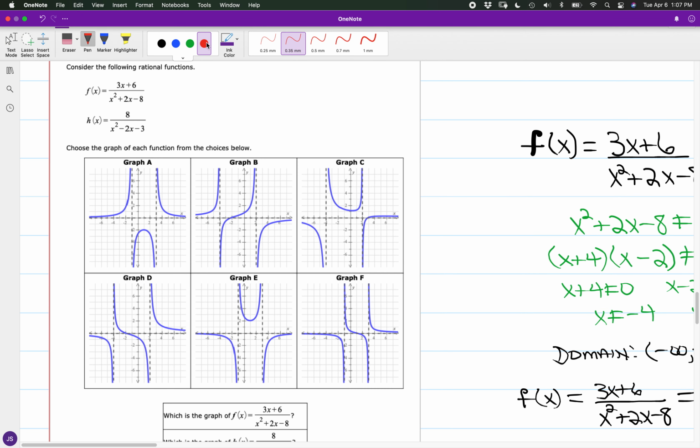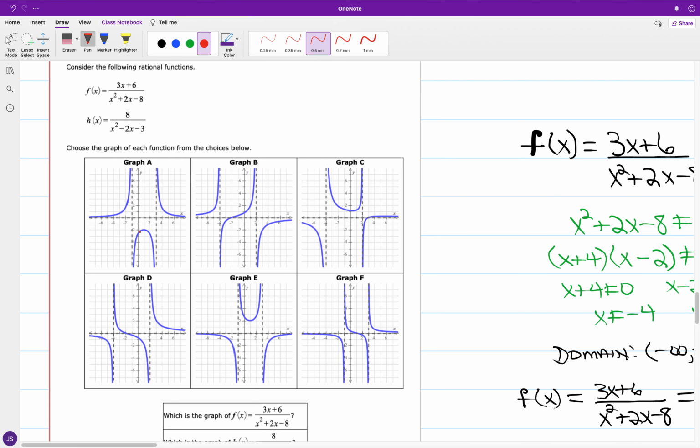Concerning what we have with f of x, if you notice we don't have x equal to negative 4 or x equal to 2, so A is disqualified. Now we've got x equal to negative 4 and x equal to 2, so B is still in the running. C is likewise, and D also has x equal to negative 4 and x equal to 2, so that's still in the running. E is out of the picture since we don't have those vertical asymptotes. And F is going to be out of the running.